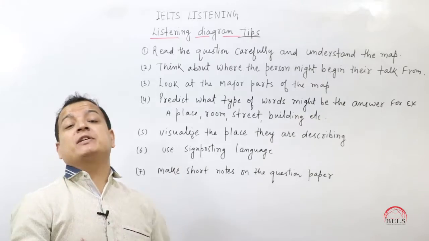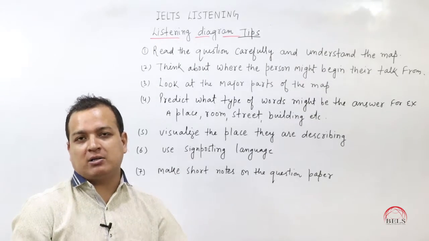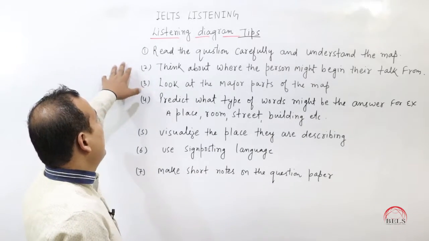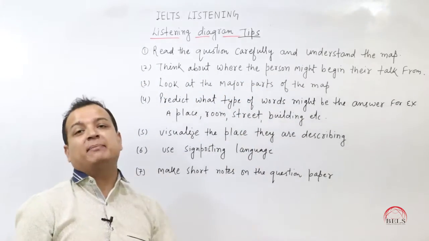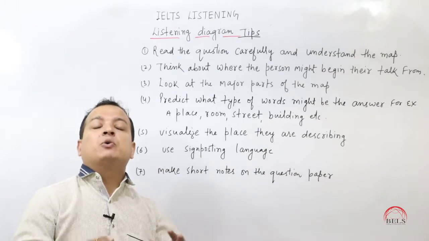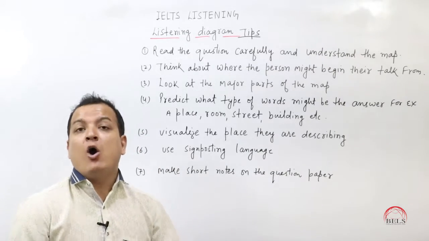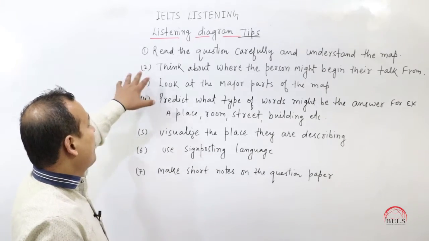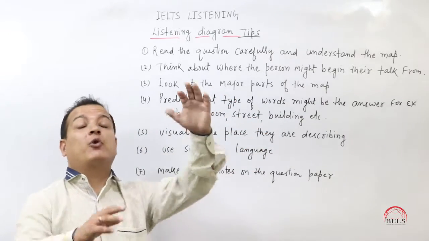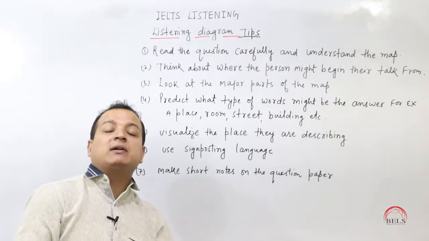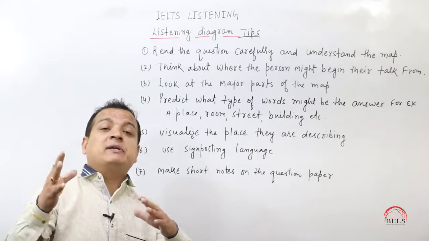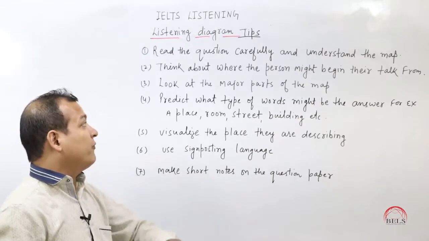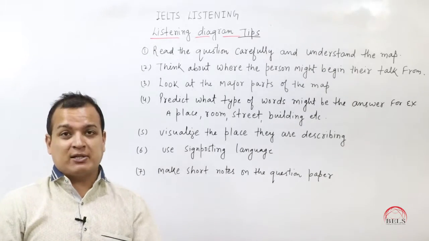Now, there are some tricks to deal with the diagrammatic questions. You should keep these tricks in your mind while going through them. Number one is read the question carefully and understand the map. It's very important, guys, to check whether they have asked for a one word answer or no more than three words. So reading the instructions is very important. Number two, think about where the person might begin their talk from. When the talk starts, make sure whether the person is starting from the left, top, bottom or the right side. It's very important from where he or she is beginning the talk.